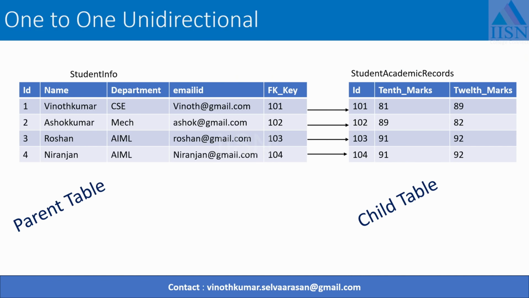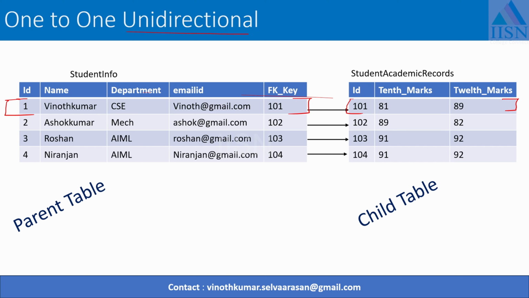One-to-one relationship is nothing but, here you see we have two entities. One is student info, another one is student academic record. One entity is going to be associated with exactly one instance of another entity. Here, the student info entity is going to be associated with the student academic record. One instance, that is the record of one particular student, Vinod Kumar, is going to be associated with only one record in the student academic record. That is what a one-to-one relationship is, as you know that one student can have only one academic record.